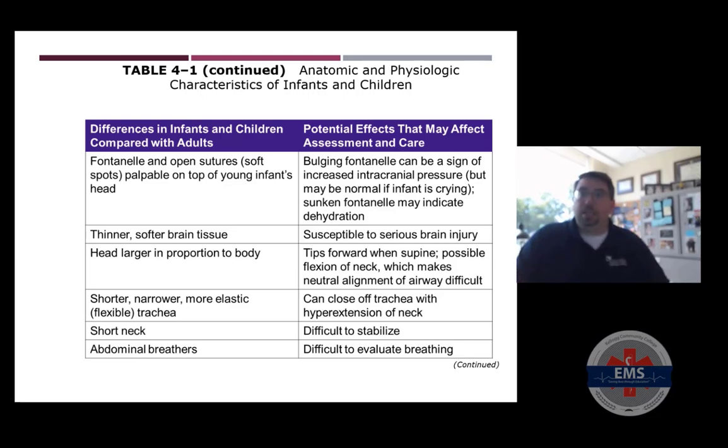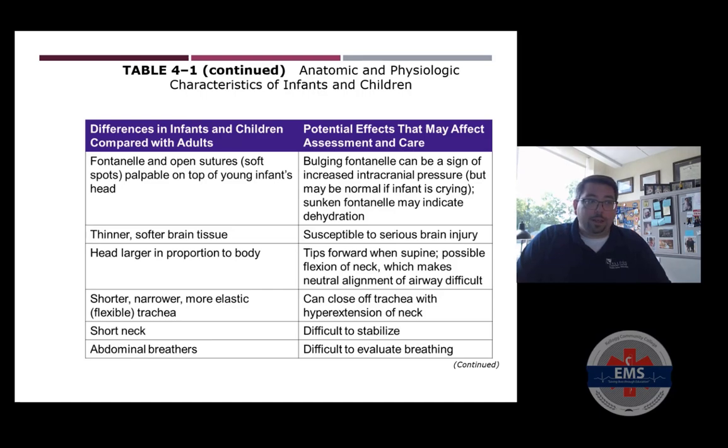Oftentimes we think, geez, that's a crazy case, but it could solely be just because of them crying. Sunken fontanels are going to increase the likelihood of dehydration. Thinner, softer brain tissue means more serious brain injuries when trauma occurs. Larger head proportion to the body makes it more difficult to get an airway seal and, again, maintain that neutral alignment because their giant melon heads are so big. It's like a giant bowling ball on a pencil for a neck.